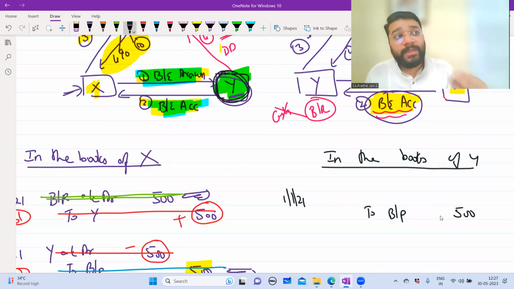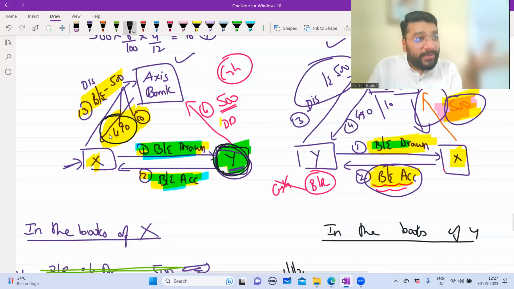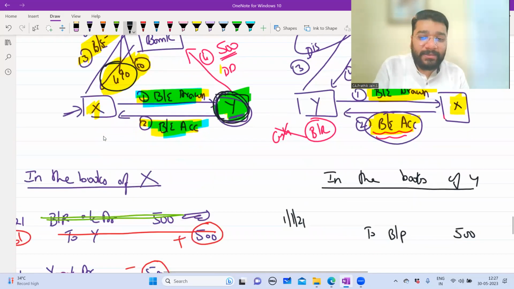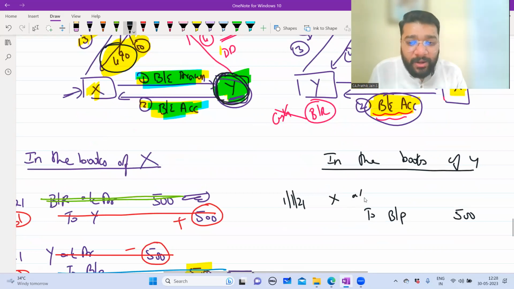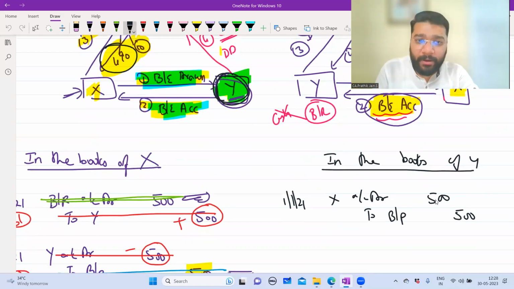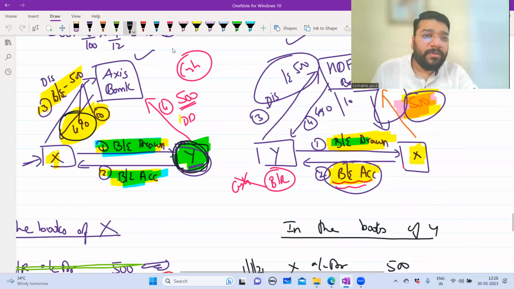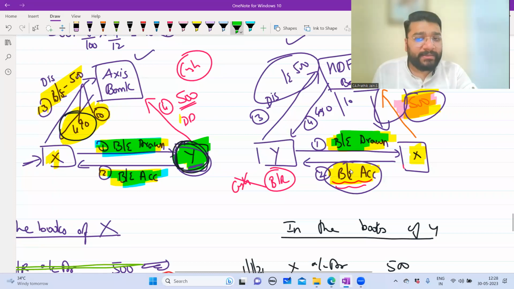But did he enjoy this money? No. Who is enjoying this money? X has enjoyed. So you have to receive this money from whom? X. So X account debit 500, to bills payable 500. Any problem? Online people, any problem? No, sir. Then next case, Y is drawing a bill on X and X is accepting.